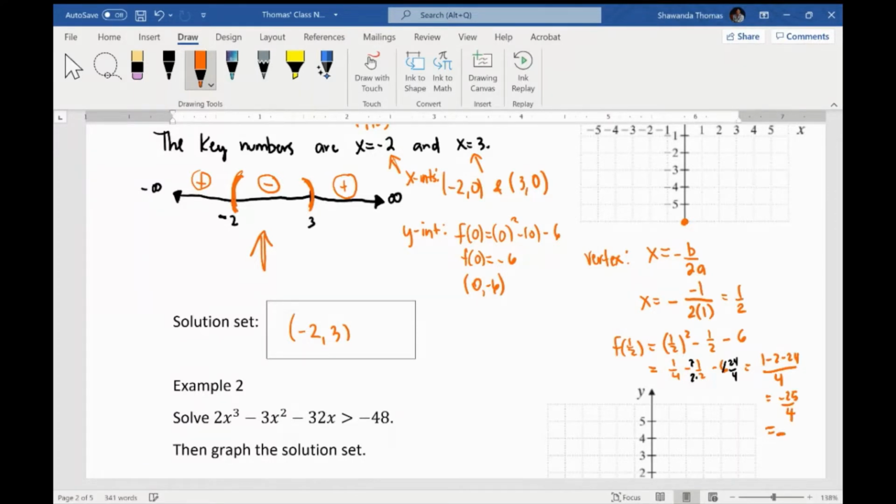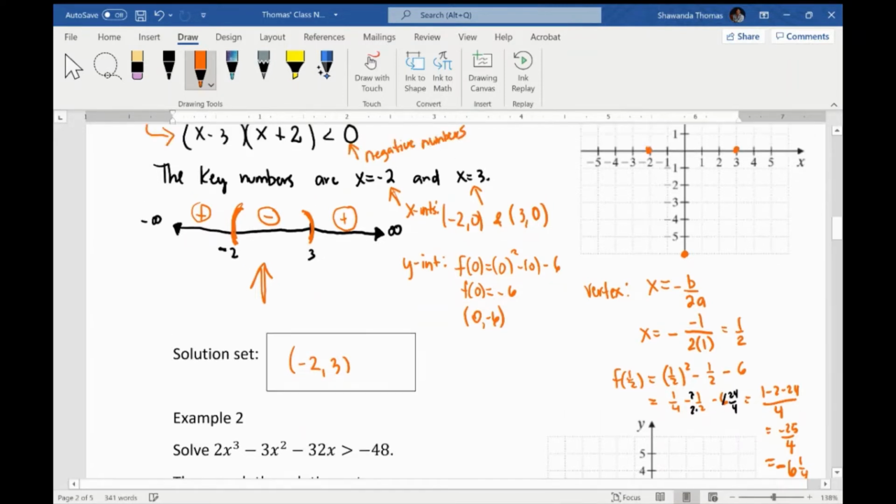Negative what? As a mixed number. -6.25. Yeah. Okay, but as a mixed number, what would it be? -6 and what? 1/4. Yep, which is what she said, -6.25.